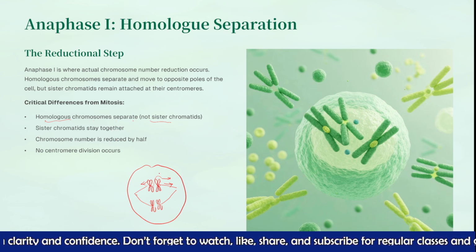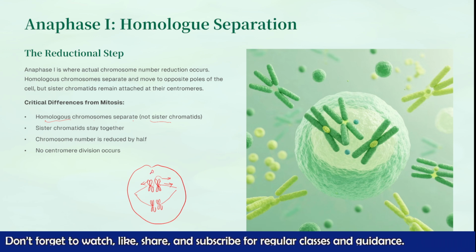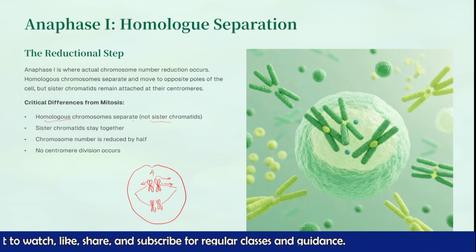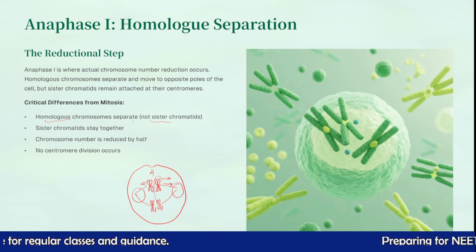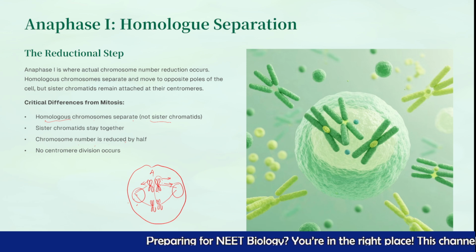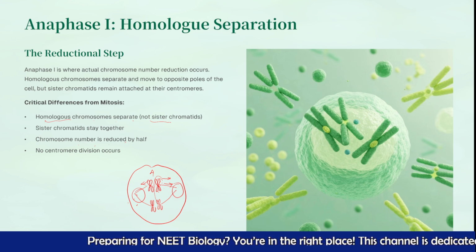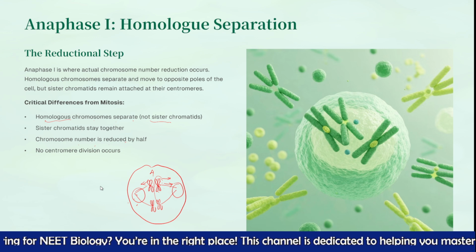But what happens in the whole cell? Suppose there are now 4 chromosomes. After the anaphase stage, what happens? 2 will be on one side, another 2 on the other side. So the chromosome number is reduced to half. Here the important point is that there is no centromere division taking place. That's all about anaphase 1.